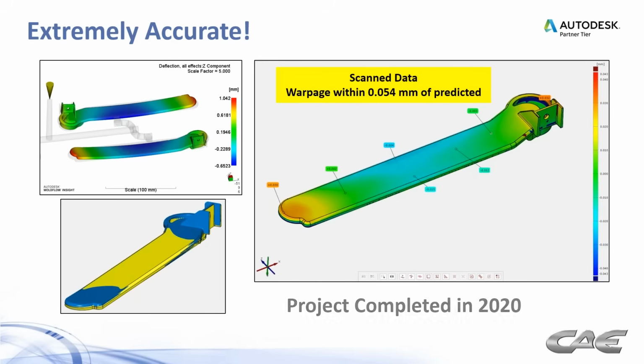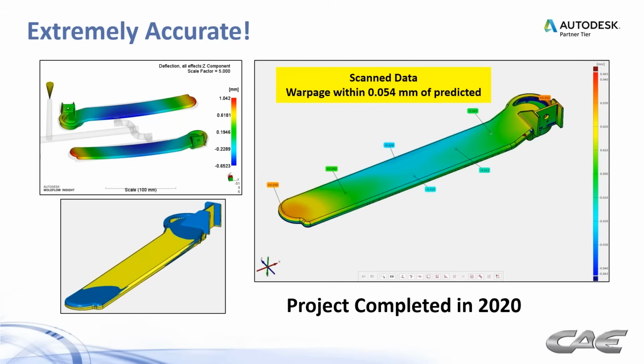And more recently, we worked on a project. This was actually a part for a ventilator from the COVID crisis. We had some molded samples. We ran this through Moldflow with good material data, and you can see how much that blue part there warped upwards relative to the expected shape of the part, the flat shape. And then when we scanned the data and compared it to the Moldflow predictions, we were within 54 microns essentially of the predicted. Very good. So this is more recent stuff.